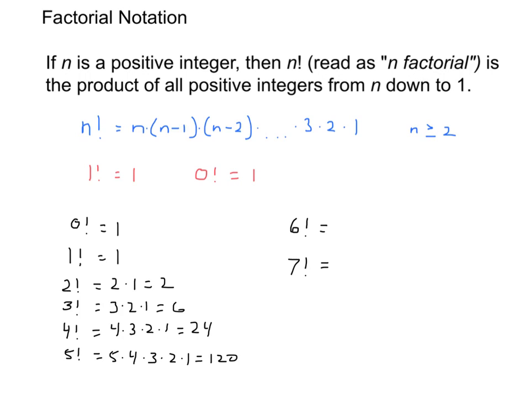And so when I look at that, 0 factorial is 1, 1 factorial is 1, 2 factorial is going to be 2 times 1, which will be 2. 3 factorial will be 3 times 2 times 1, which equals 6. 4 factorial is 4 times 3 times 2 times 1, which is 24. And 5 factorial is 120. What I'd like you to do right now is take a moment, and go and calculate 6 factorial and 7 factorial.